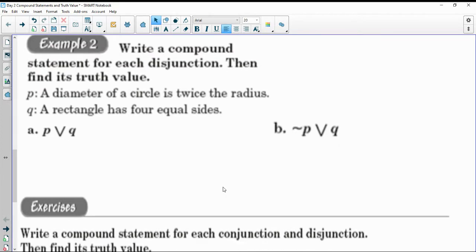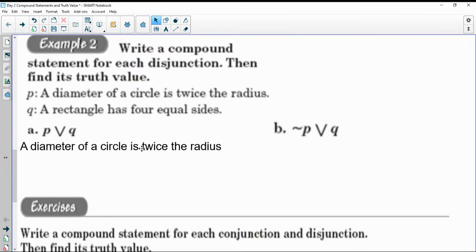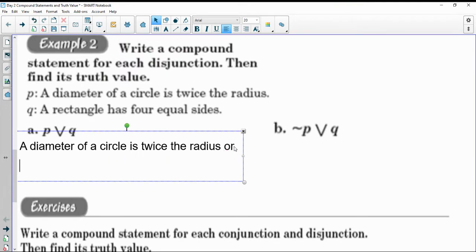Okay, so these next two are going to be some ors. So if you think you can do it, pause me and see if you can try the ors. Let me get this smaller. Okay, so P, this time P is a diameter of a circle is twice the radius. Okay, let me scoot over. And then this time it's upside down, so this is going to be an or. And then it says, or Q, a rectangle has four equal sides.